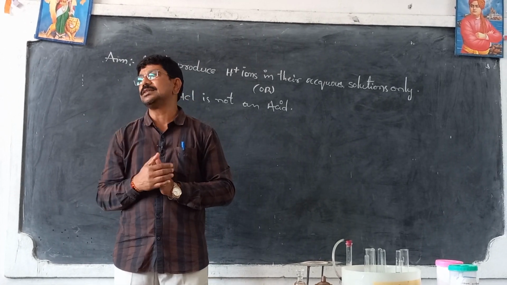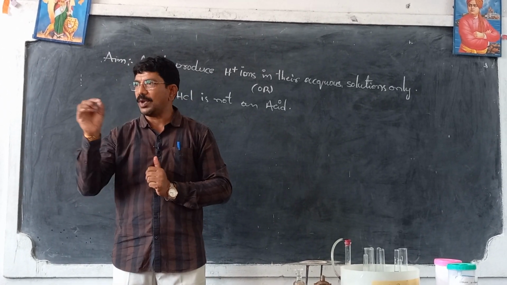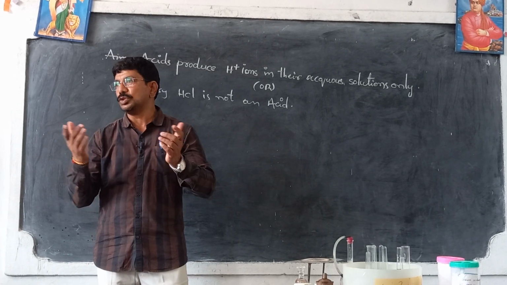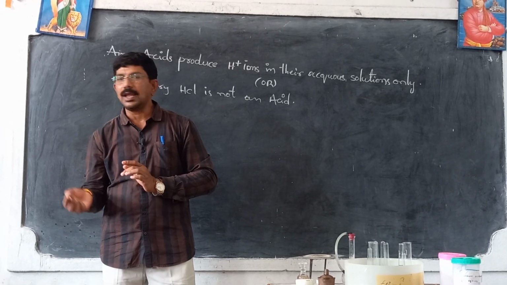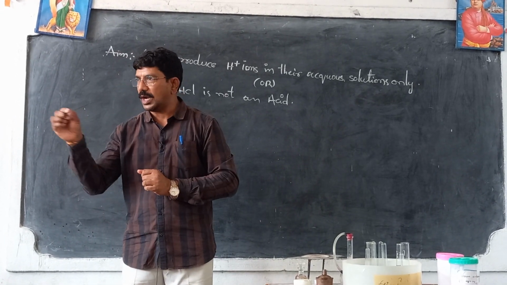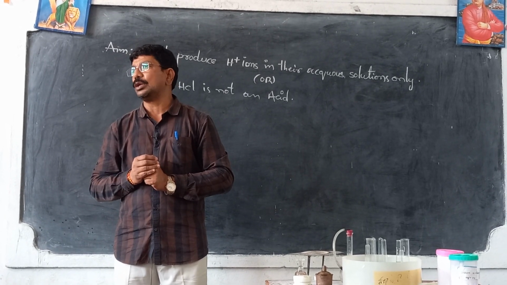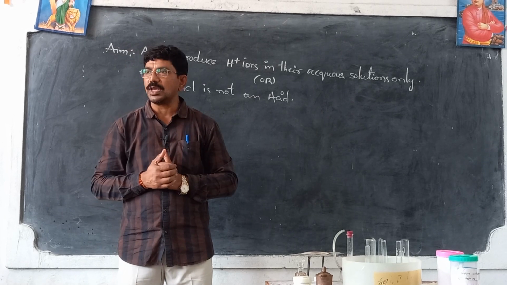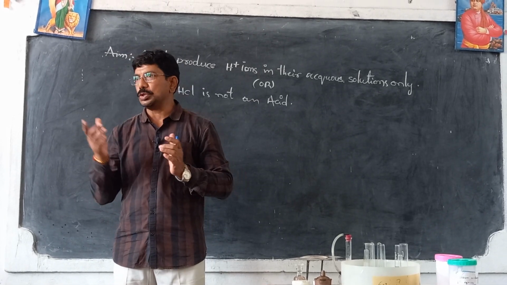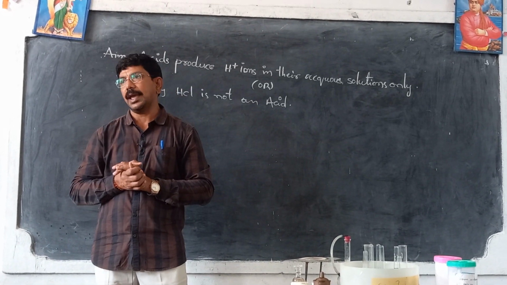When I tested this gas produced with the help of the blue litmus paper, there is no change in its color. Once again I dipped the blue litmus paper in water and I tested. That blue litmus paper turned to red. So with this experiment we can say that acids produce H plus ions in their aqueous state.